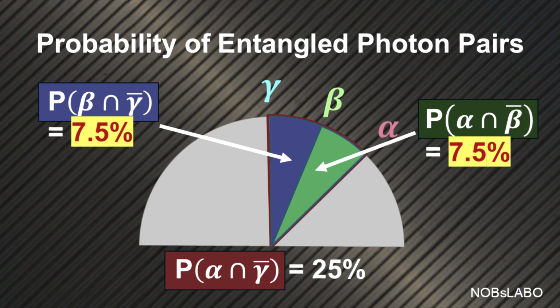Though in quantum entanglement, the probability that a photon passes through side A and the other is blocked in side B is half the value of subtracting the cosine squared angle difference from 100%. Hence, p alpha intersection beta bar equals 7.5%. P beta intersection gamma bar equals 7.5%. P alpha intersection gamma bar equals 25%. In this case, the sum of the probabilities on the left side is smaller than the right side, so we know that Bell's inequality is violated.